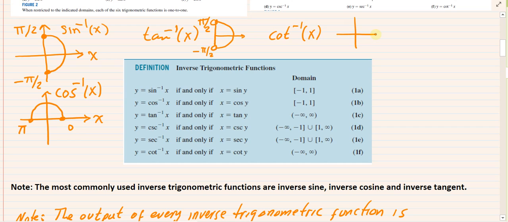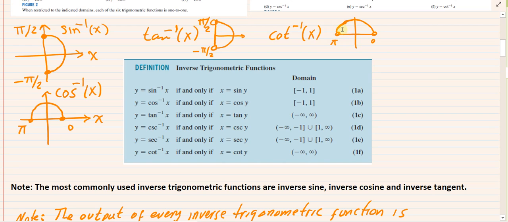For cotan, I use the same drawing as I did for cosine, because cotan is the ratio of cosine to sine. And there you go. This time, places where sine is 0, I have an open circle at 0 and pi. So this is the range of cotan inverse.